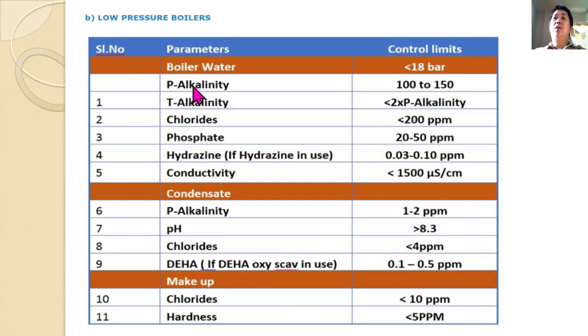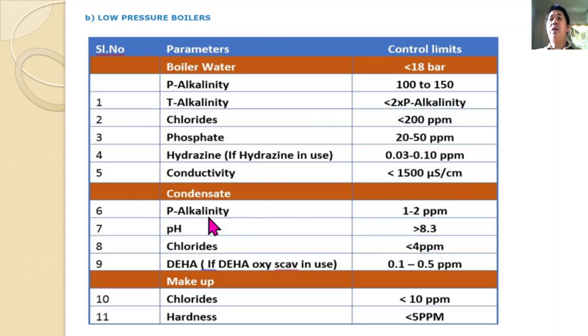So for the boiler, the pressure boiler less than 18 bar, we have P alkalinity 100 to 150. T alkalinity we have less than 2. And chlorides we have less than 200 parts per million. Phosphate we have 20 to 50 parts per million. Hydrazine, if hydrazine is in use, 0.03 to 0.10 parts per million. Conductivity less than 1,500 microsiemens per centimeter.